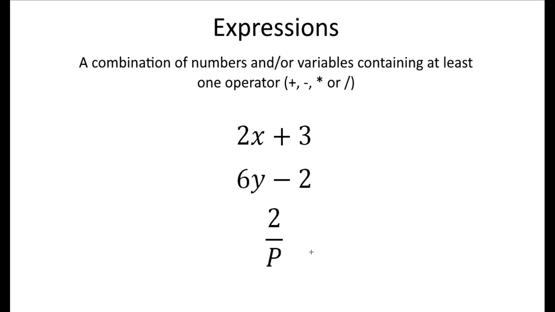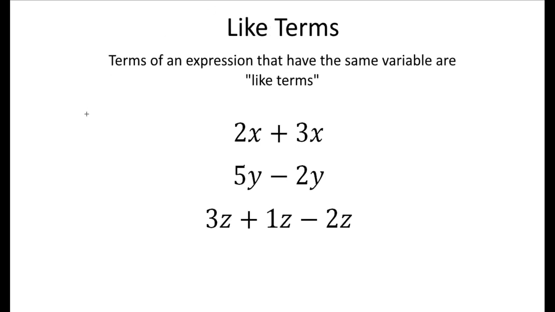So these are examples of expressions. These are just sentences, I guess you could say. Sentences or combinations of different kinds of numbers and variables, or they could just be numbers only or variables only. Doesn't really matter, as long as there's some kind of operator. So we could take this a step further now, and we can see, what about expressions that have the same variable? So we call these like terms.